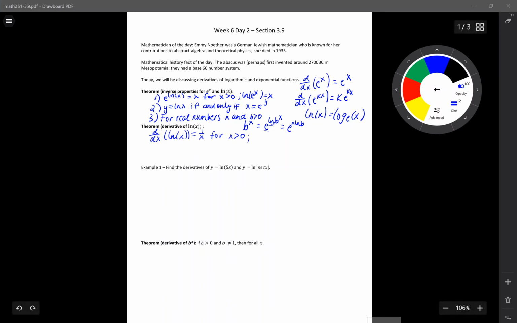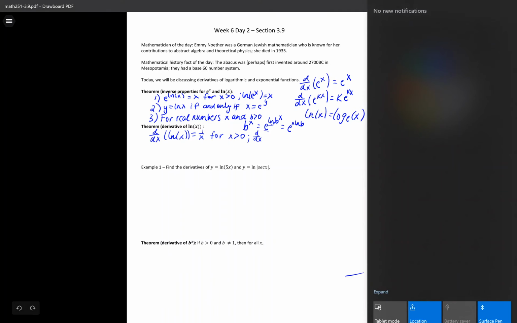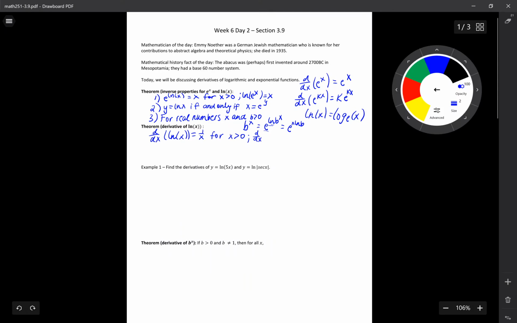And if we want to put an absolute value in there, the derivative of the natural log of the absolute value of x, here my x can be anything now, since it's not restricted by having to be positive. This is equal to 1 over x for x not equal to 0. So if I throw an absolute value in there, then I can take this derivative for any x that is not 0.